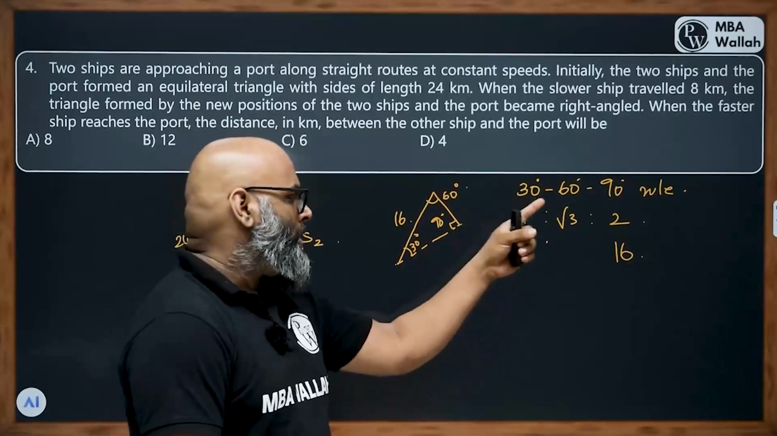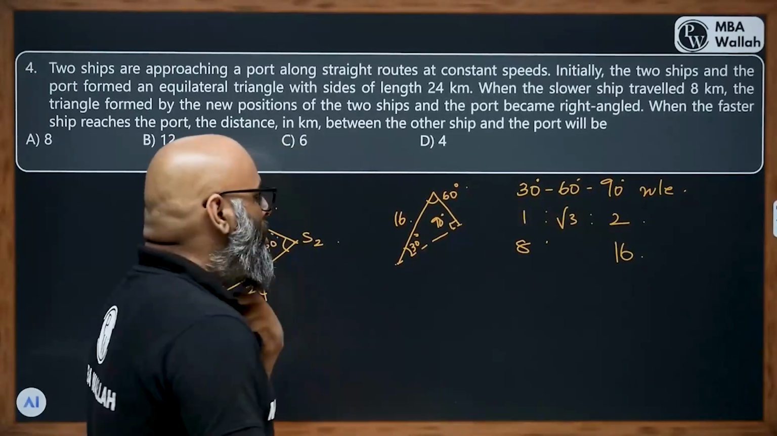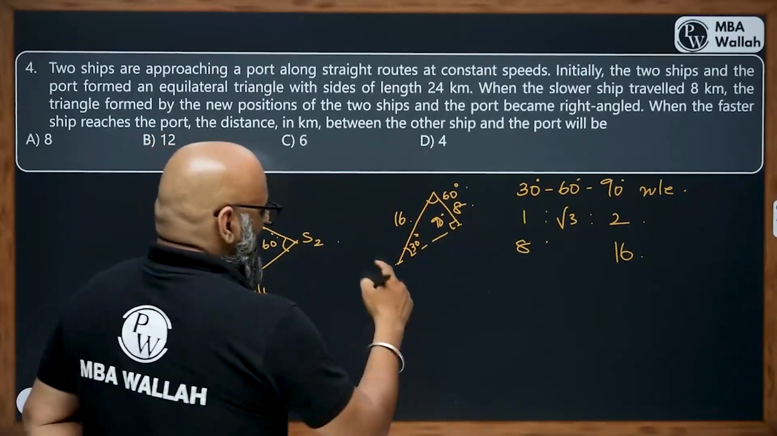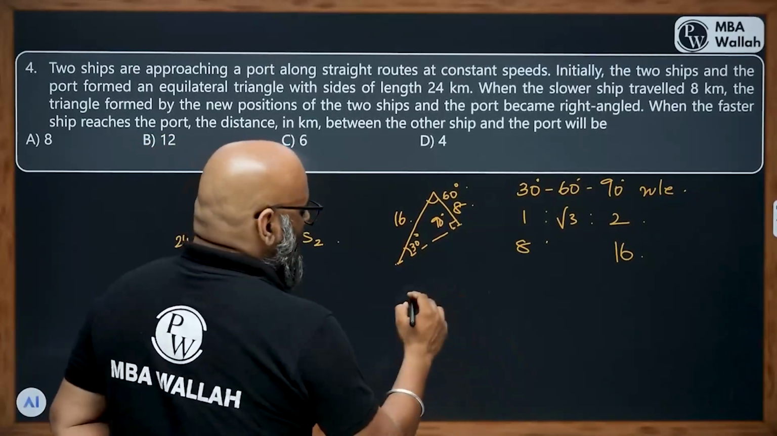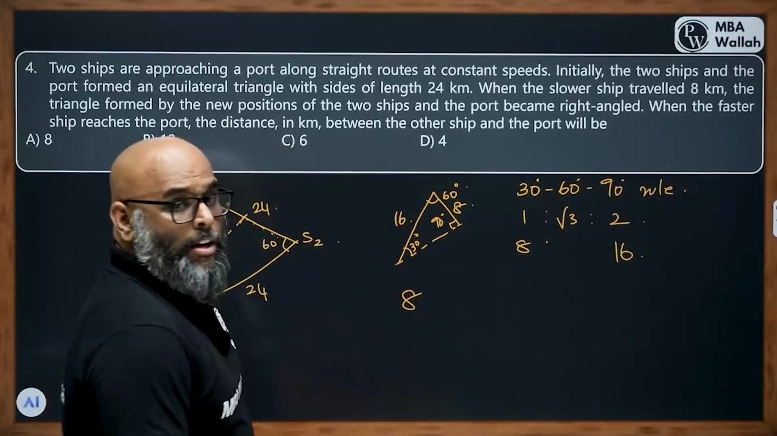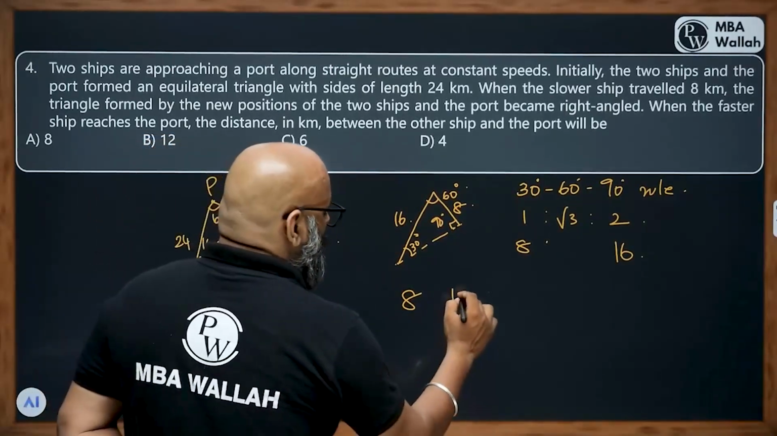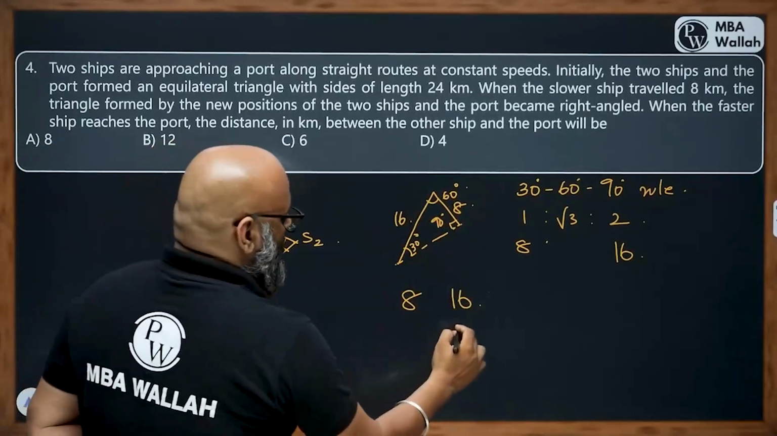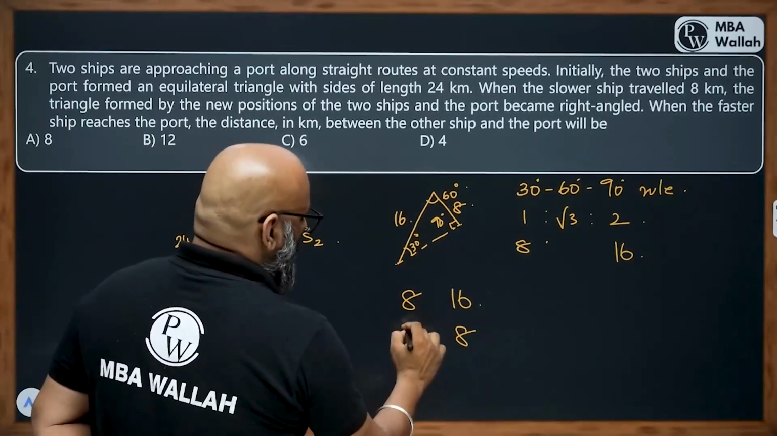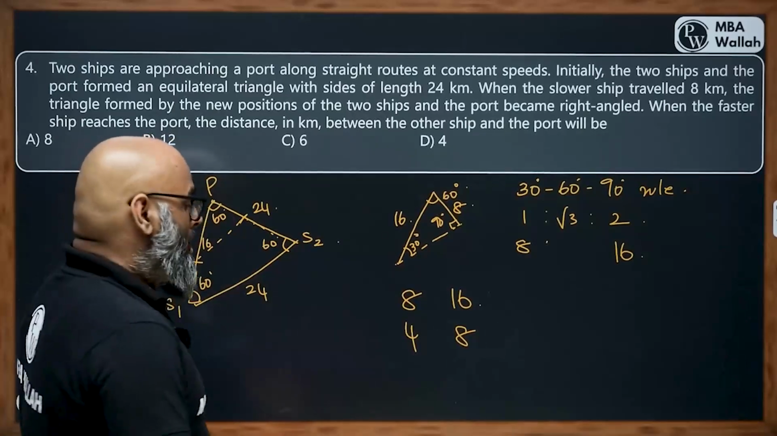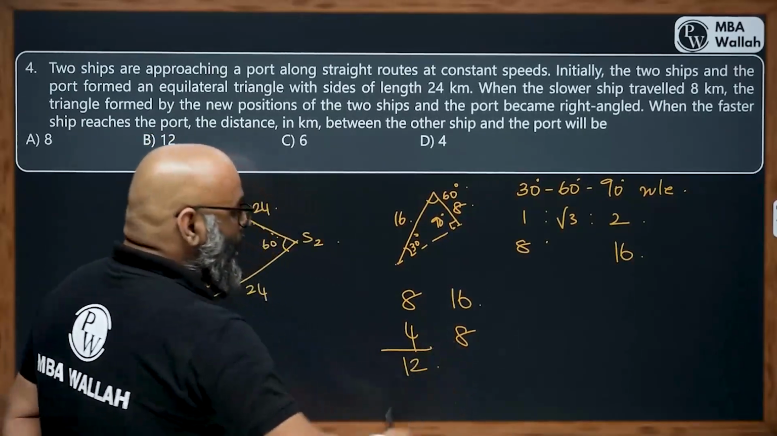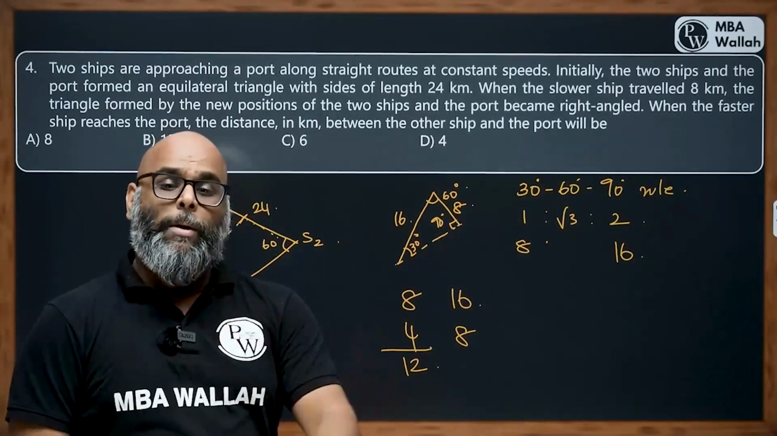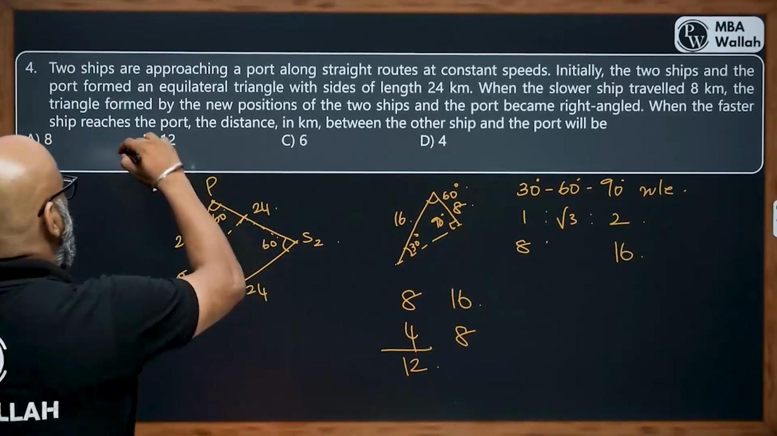The logic of the 30, 60, 90 rule in a right angle triangle. So this has to be 8. Now I notice that when the slower ship has traveled 8 kilometers, the faster ship has traveled 16 kilometers. That means it still has to go another 8 kilometers. When this goes 8 kilometers, this one would have traveled only 4 kilometers. That means he would have traveled 12 kilometers from the initial case. That means he would have another 12 kilometers to travel to the port. Our answer would be option B.